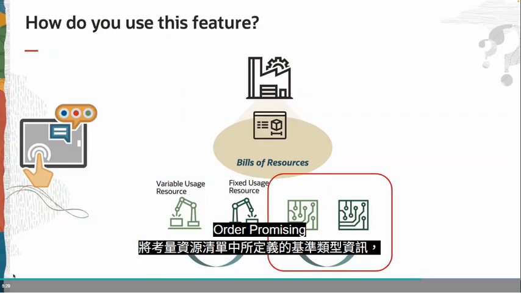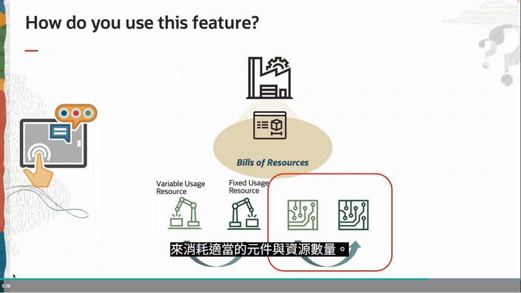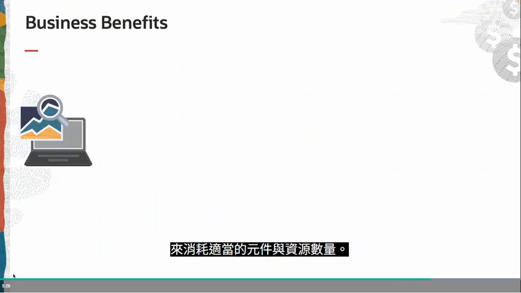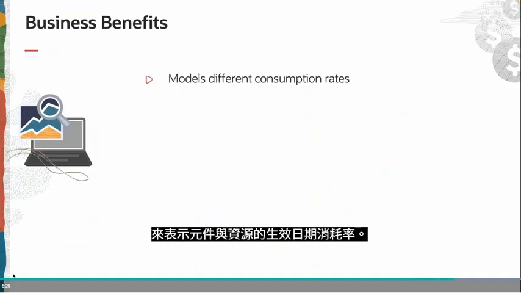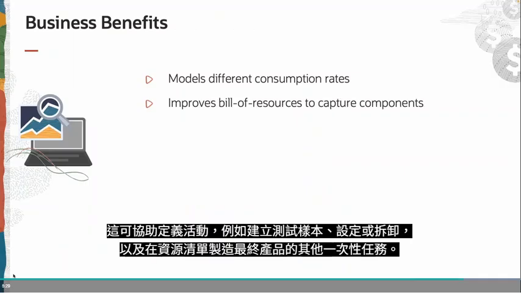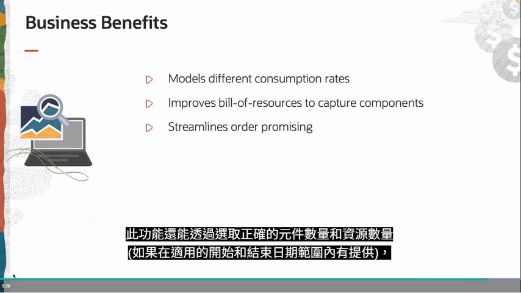Order Promising will consume the appropriate quantities of component and resource quantities by considering the basis type information defined in the Bills of Resources. The business benefits for this feature arise from facilitating the representation of effective dated consumption rates for components and resources by enhancing the Bills of Resources to represent fixed and variable basis type information. This facilitates the definition of activities like setup or teardown, as well as other one-time tasks in the manufacturing of the end product in the Bills of Resources.